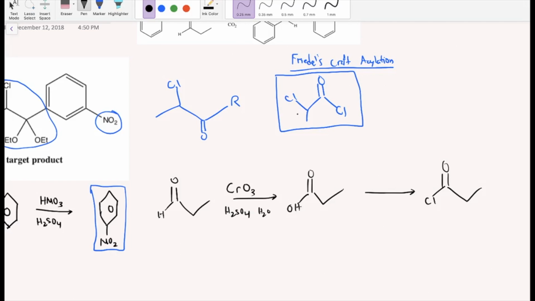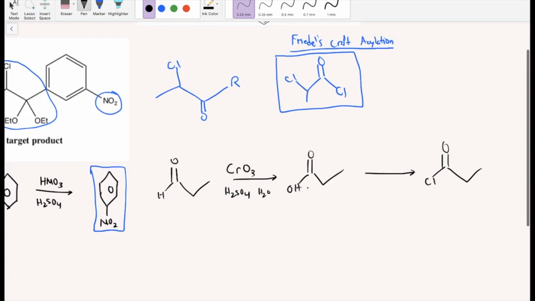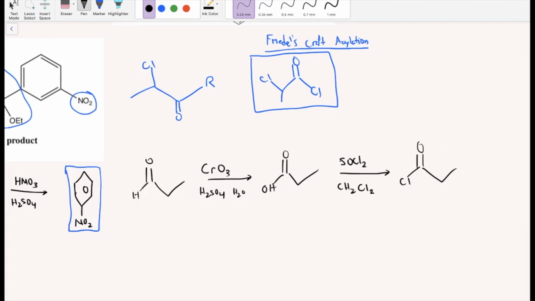That's a pretty simple alpha halogenation, which is a really simple reaction, and we'll do that at the end. So I need to get this Cl from this OH. What are the reagents required for that? This is a pretty common one you'll find in any organic chemistry class: SOCl2, along with just an aprotic solvent, CH2Cl2. Okay, that'll give us this molecule right here.